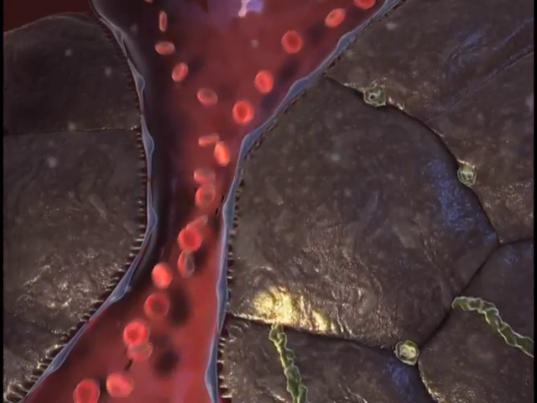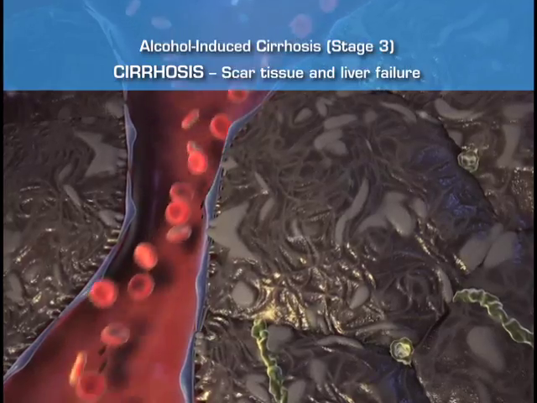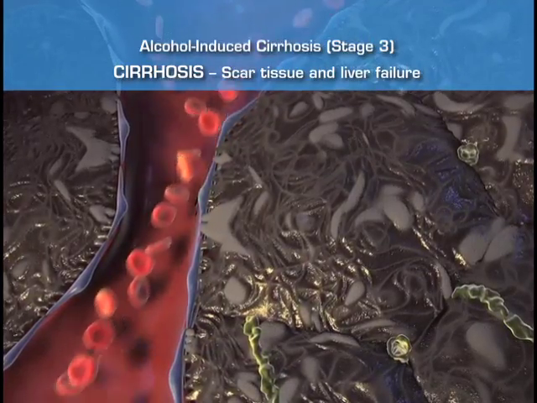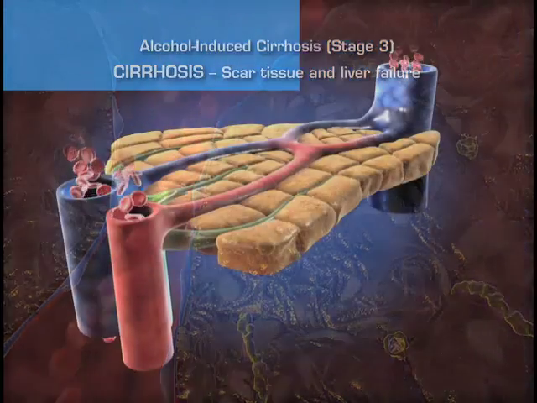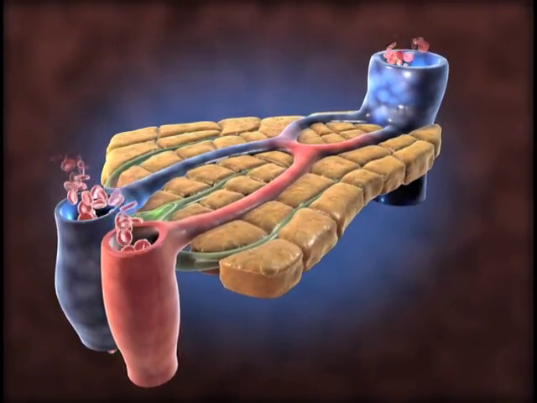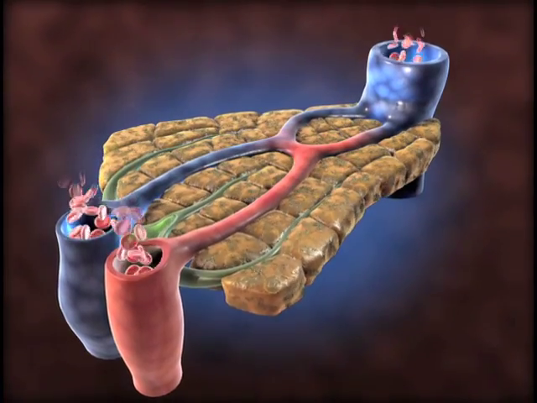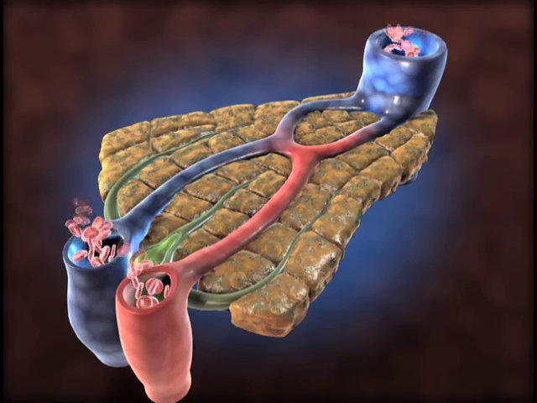Cirrhosis itself is the final, irreversible stage of alcoholic cirrhosis, in which dead liver cells are replaced by scar tissue, leading eventually to liver failure. Scarring continues, and the liver begins to shrink as fibrous tissue replaces normally functioning liver tissue. This leads to portal hypertension and liver failure.